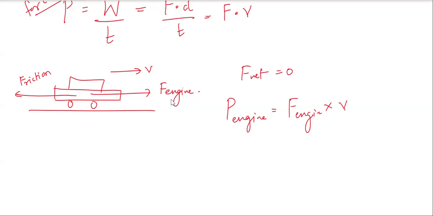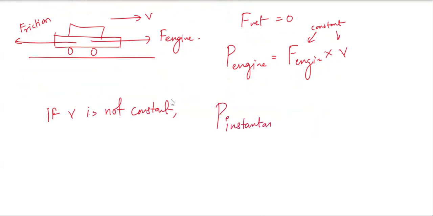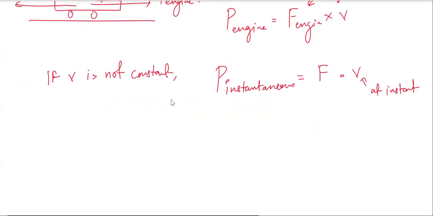So there's a constant force and a constant velocity, then we can figure out the power. Everything is constant in this case, so we can use this. What if it is not constant? If V is not constant, or even the force is not constant, then what we are getting is an instantaneous power, which is given by F times V. But at that instant, we need to know what the velocity is and what the force is.